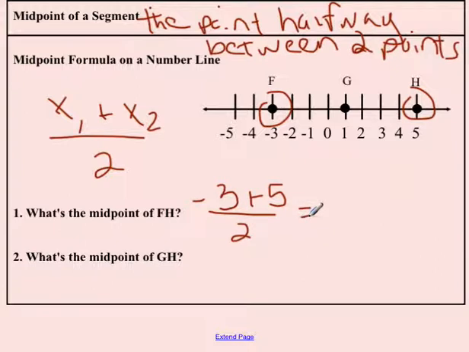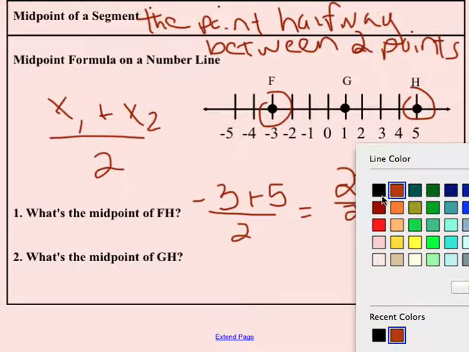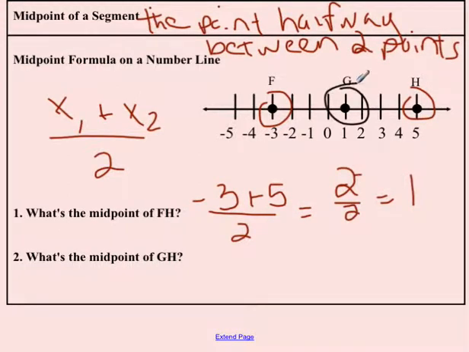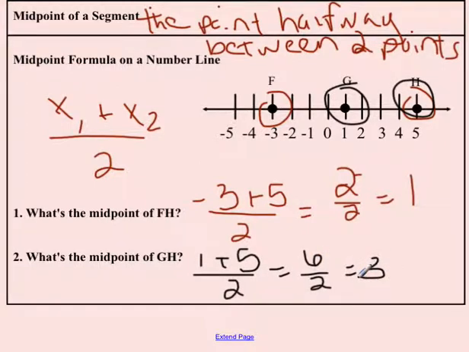Well, -3 plus 5 is 2, divided by 2 is going to be equal to 1. For the next one, what is the midpoint of GH? So now we want to calculate the midpoint of G and H. Well, G is at 1 and H is at 5. So we have 1 plus 5 divided by 2, which is the same as 6 over 2, which is 3. So the midpoint of those 2 points is 3.